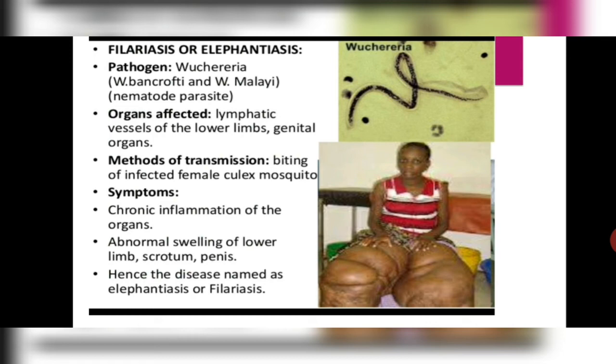Symptoms are chronic, extreme inflammation of the organs, as you can see in the picture. There is abnormal swelling of the lower limbs, the scrotum and the penis. Hence, the disease is known as elephantiasis because the lower limbs start to look as if they belong to an elephant.